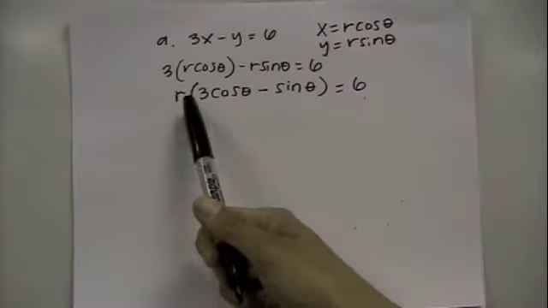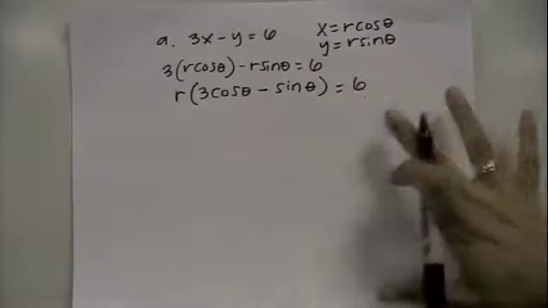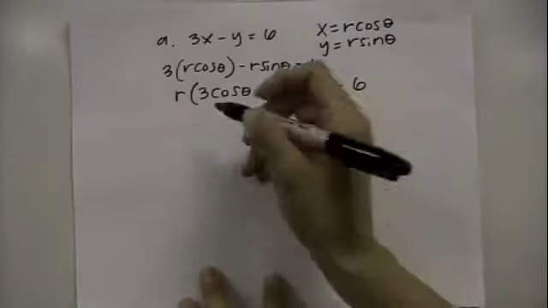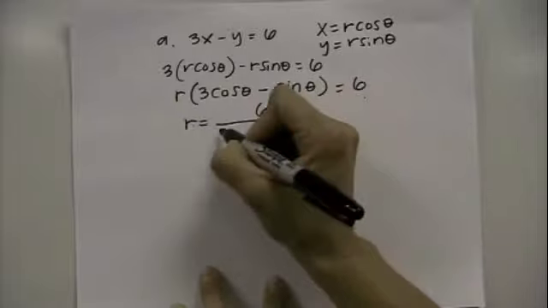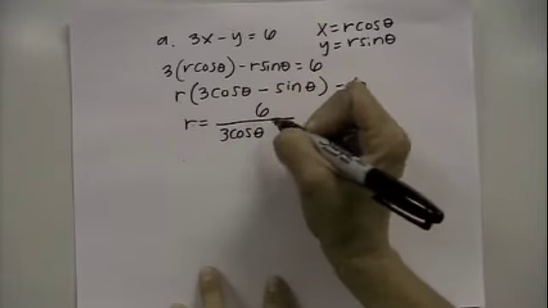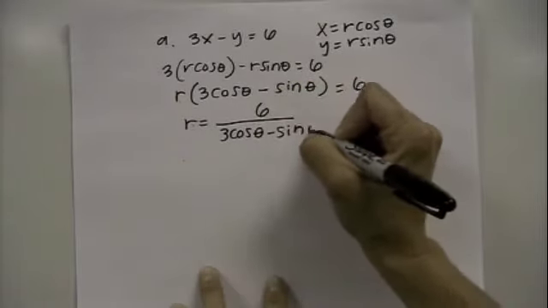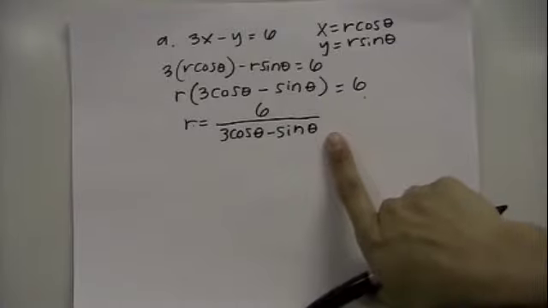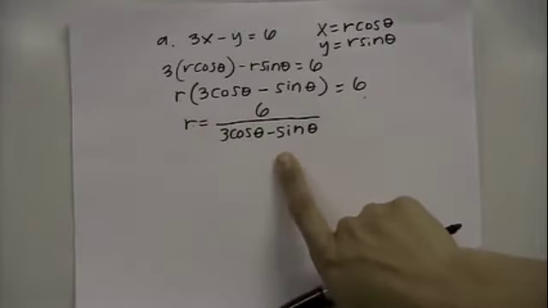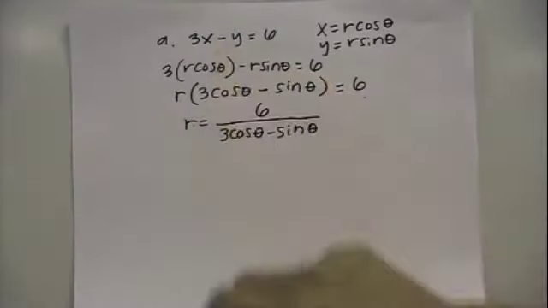And again, to isolate r so that you have r on one side and theta on the other, you're going to divide this out from both sides. So you actually get r equals 6 over 3 cosine theta minus sine theta. So now we have a polar equation where it expresses r in terms of theta, and you no longer have your x's and y's.